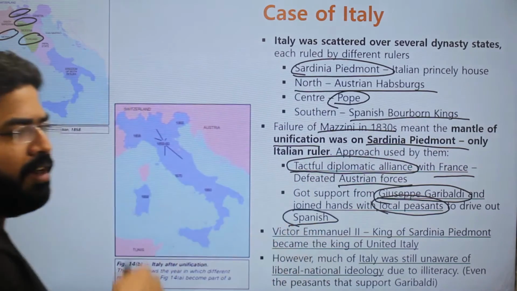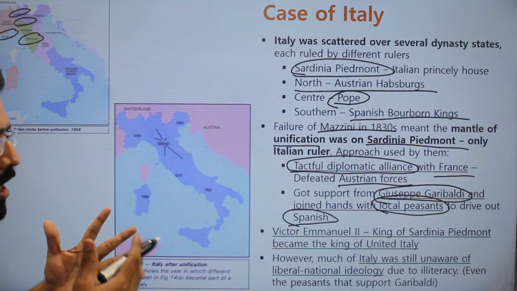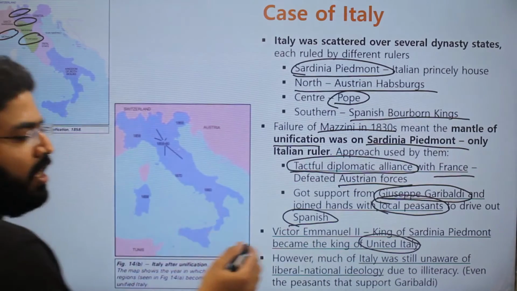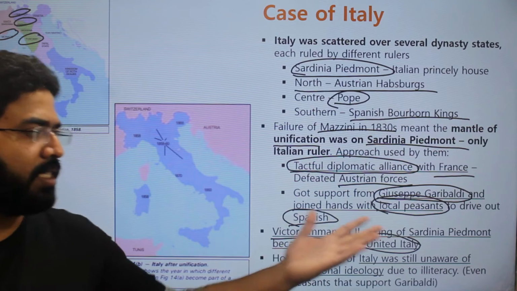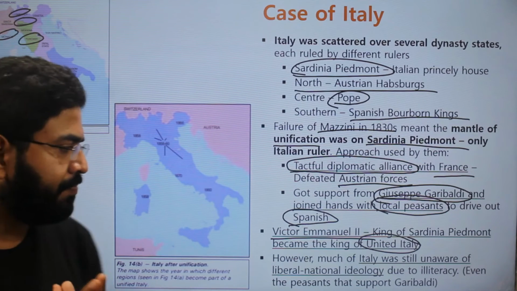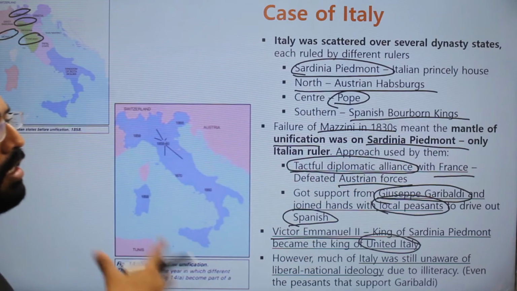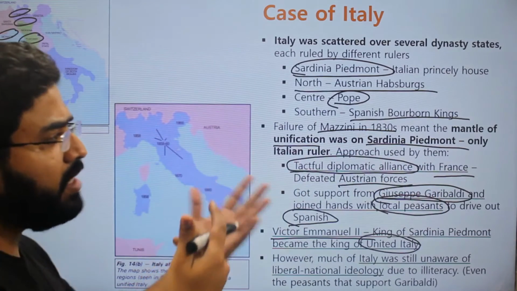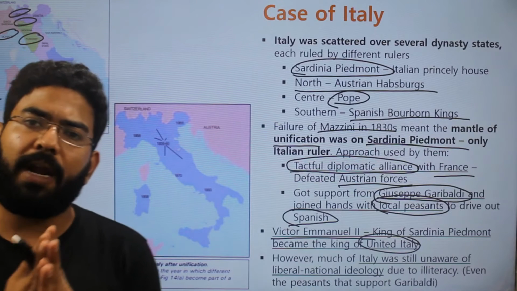So the Spanish were driven out, the Austrians were defeated, and together they created a united Italy under the kingdom of Victor Emmanuel II, who was originally the king of Sardinia Piedmont. So Sardinia Piedmont unified Italy, and the idea was generated by Mazzini, but the implementation was done by Sardinia Piedmont and Giuseppe Garibaldi. So Giuseppe Garibaldi played a huge role.